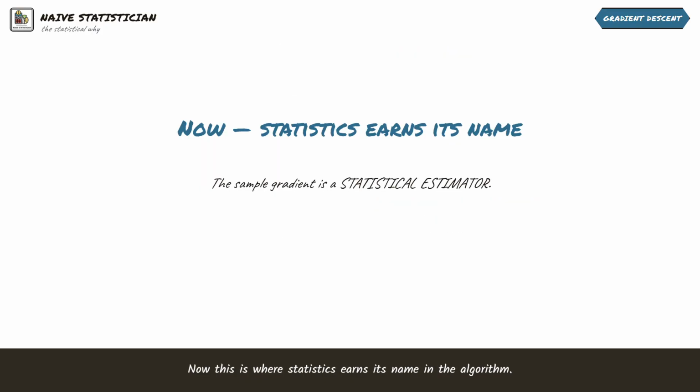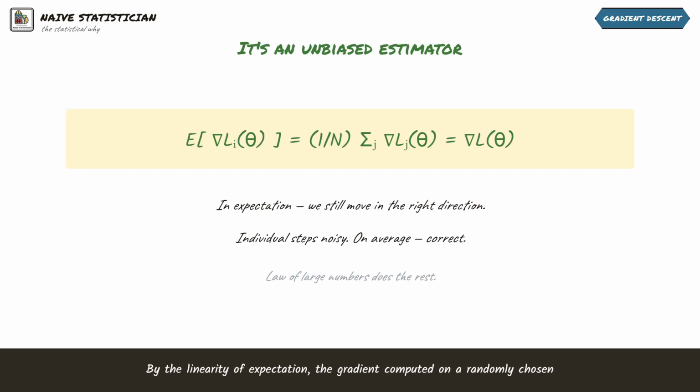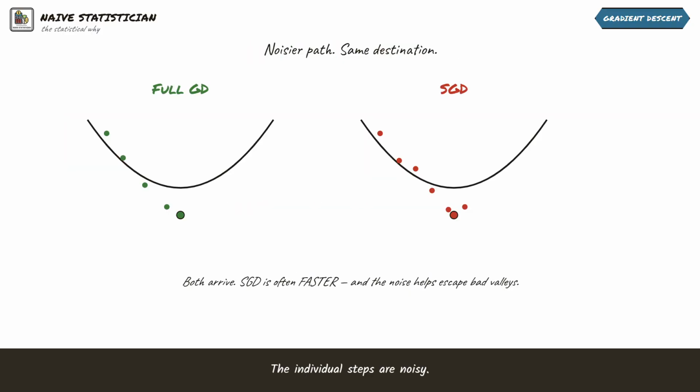Now, this is where statistics earns its name in the algorithm. By the linearity of expectation, the gradient computed on a randomly chosen example is an unbiased estimator of the true average gradient over the full data set. The expected value of the sample gradient equals the true gradient. So in expectation, we are still moving in the right direction. The individual steps are noisy. They do not point exactly downhill on each iteration, but on average, they do. And by the law of large numbers over many iterations, the noise averages out and convergence still happens.